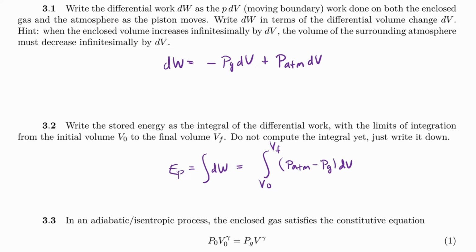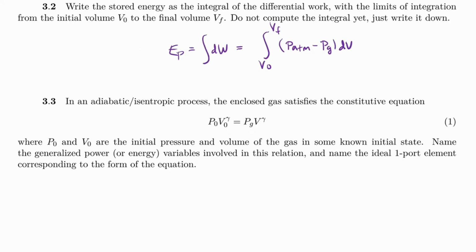We're now told that in an adiabatic or isentropic process, the enclosed gas satisfies this constitutive equation that's shown. P0 and V0 are some initial pressure and volume of the gas, so these are just some known values. And from that, we can calculate the relationship between the current pressure and volume. The problem asks us to name the generalized power or energy variables involved, and what ideal one-port element this equation must represent.